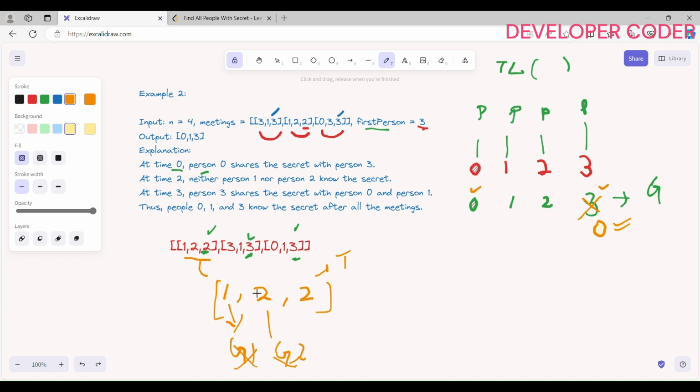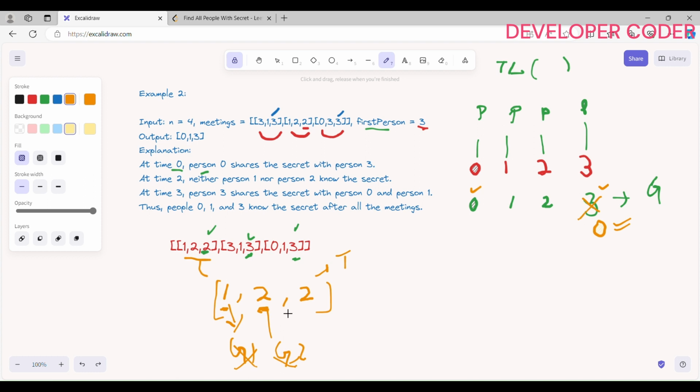If none of them knows the secret, but they are meeting already, so let's place them in one group now. What I'm going to do: these are the groups now. So here, what is the maximum number? Which person has the maximum number here? This 1 is maximum, this 2 is maximum. This 2 is maximum, right?